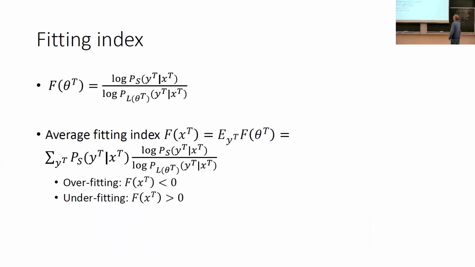The fitting index, you can see, is very simple. It is the ratio of the logarithm. If it is negative, we are in overfitting. If it is positive, we are in underfitting. Yes, it should be the contrary, but there are some historical reasons for that. What is interesting is the average fitting index. You can compute the average fitting index with this expression, nothing special. And we have overfitting if it is negative and underfitting if it is positive.